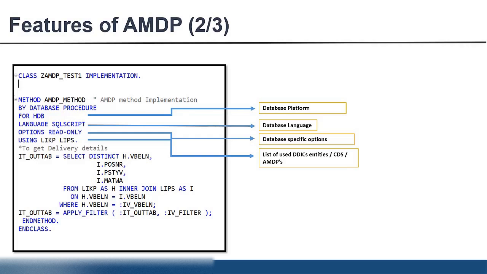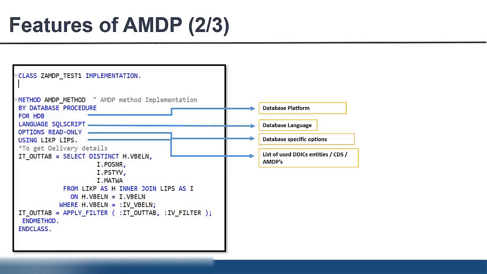So here you can see the SQL statement: select distinct h.vbeln, i.posnr, i.pstyv, i.matwa from likp as h inner join lips as i on h.vbeln is equal to i.vbeln where h.vbeln is equal to i_vbeln. So this is a SQL statement which is written, a filter is applied on top of it, and the final output is stored in it_out_tab.